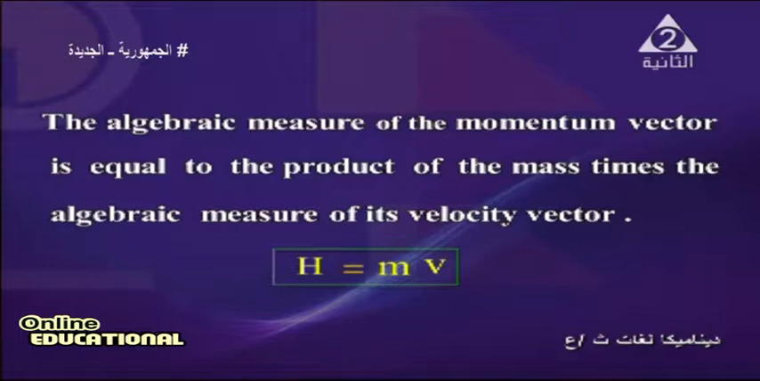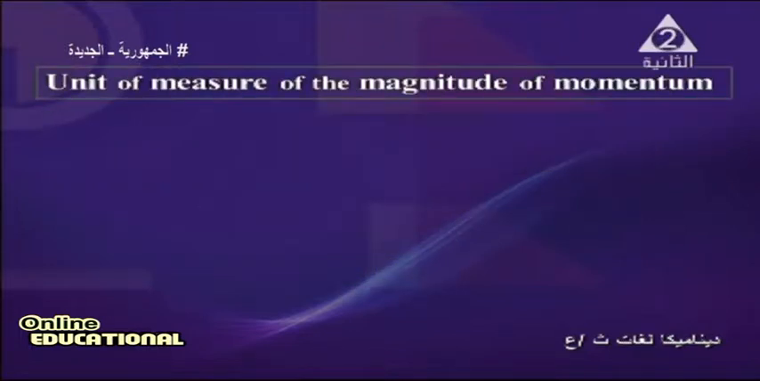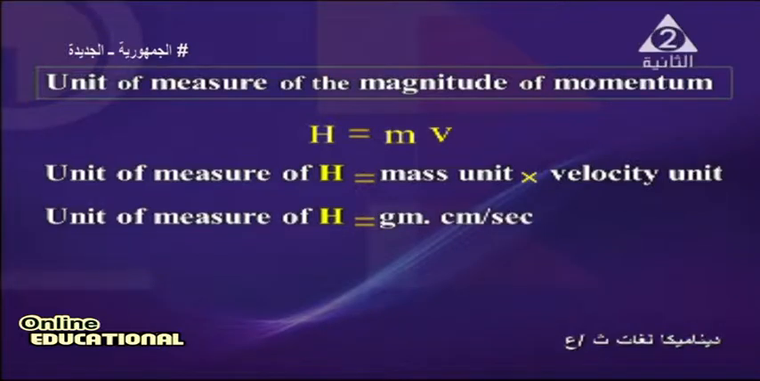What is the unit of measure of the magnitude of momentum? The momentum h equals m times v. Then the unit of measure of h equals mass unit times velocity unit. For example, gram times centimeter per second: gram is the mass unit, and centimeter per second is the velocity unit.